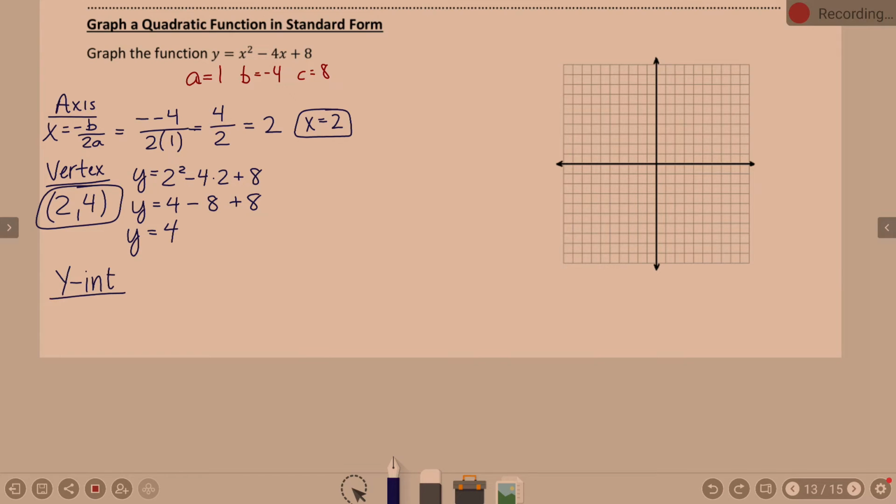A y-intercept occurs when what? When the graph crosses the y-axis. And what do you know about all points on a y-axis?